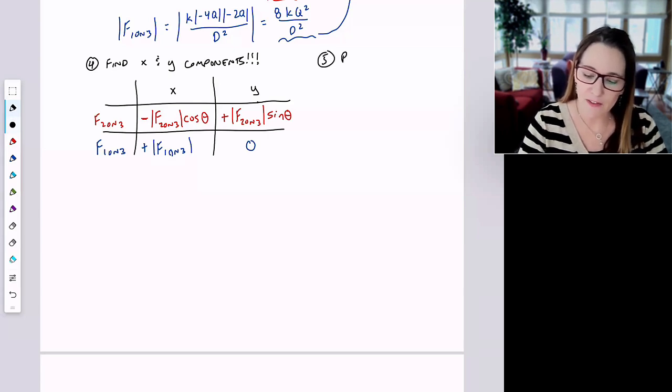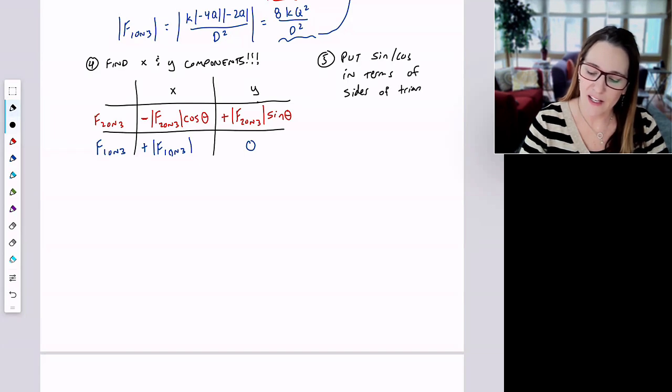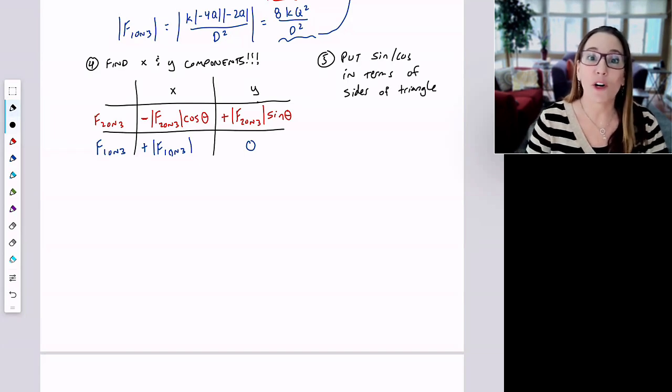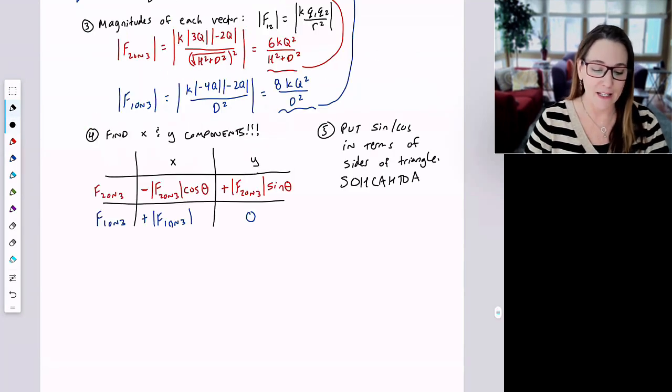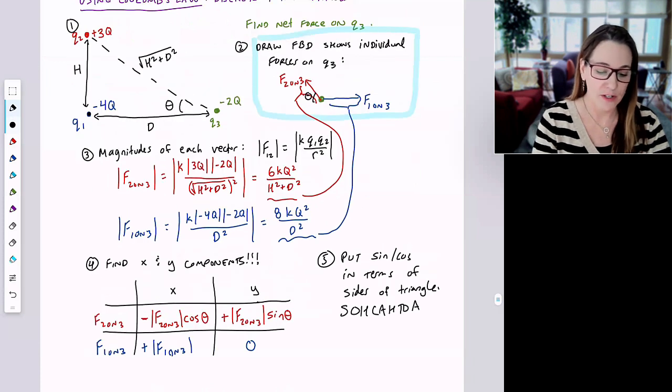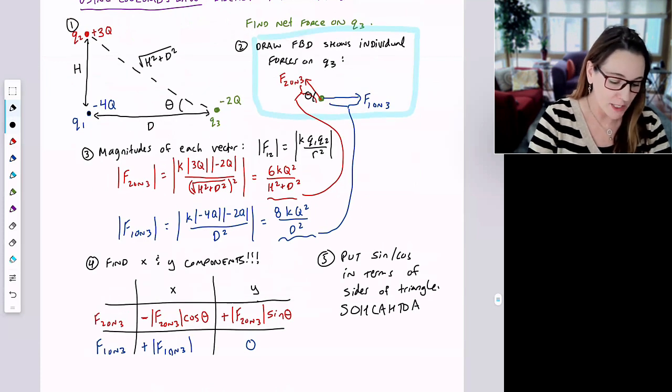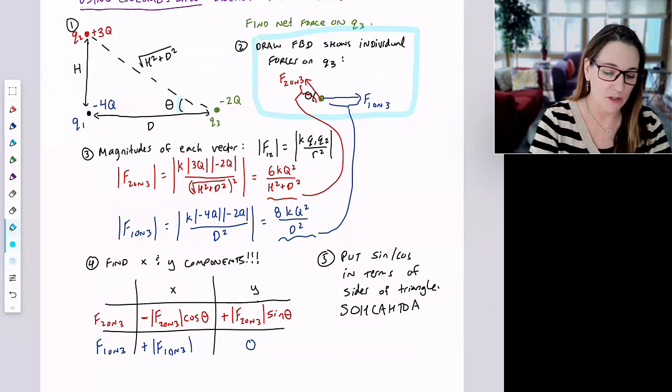So step 5 is to put sine and cosine in terms of the sides of the triangle. And so this is just using our SOHCAHTOA, right? And if we look at our original figure, we can see that the sine of theta is going to be the opposite, h, over the hypotenuse.